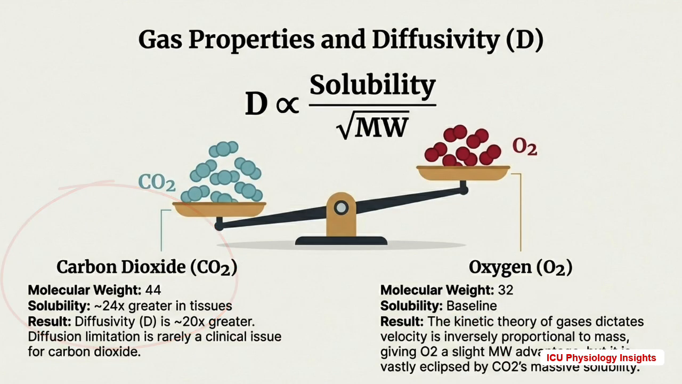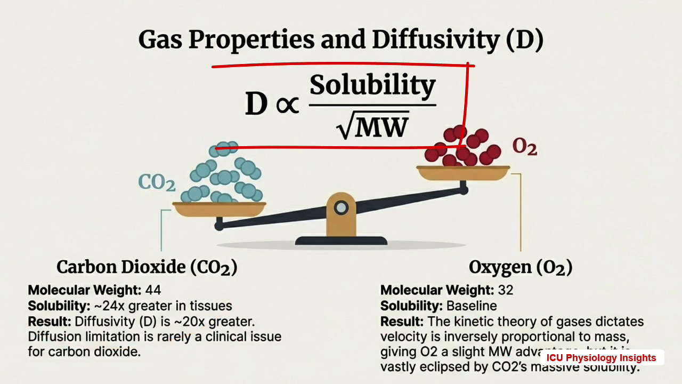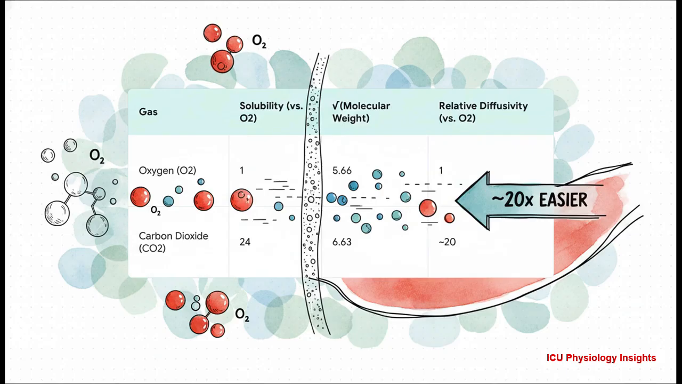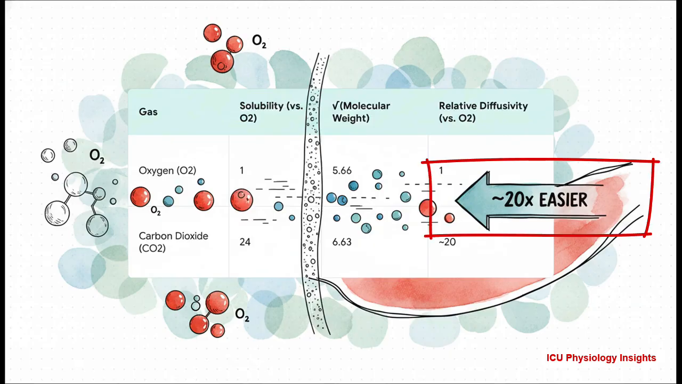Last up is the diffusion constant, D. This one depends on two things: how soluble the gas is in the tissue and its molecular weight. Now look at this table. CO2 is a bit heavier than O2, which you'd think would slow it down. But, and this is the key point, its solubility is about 24 times greater. This massive advantage in solubility just blows away the slight weight difference. The result? CO2 diffuses through tissue about 20 times more easily than oxygen.